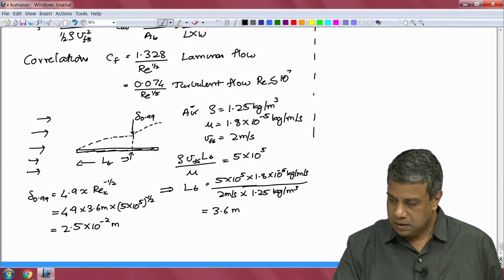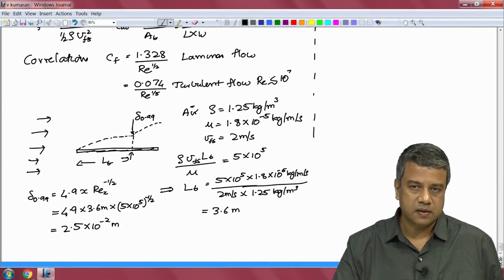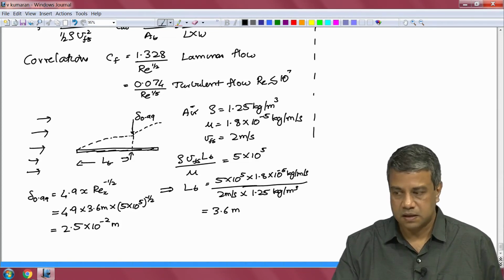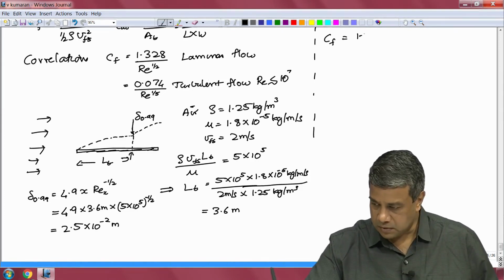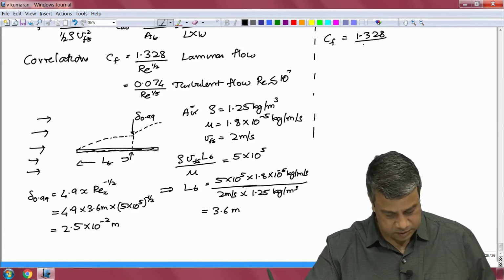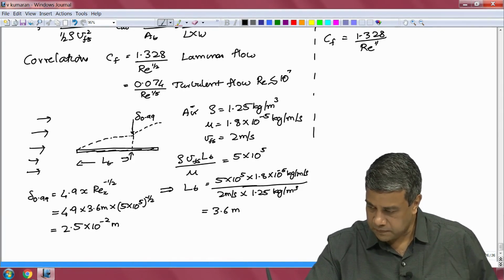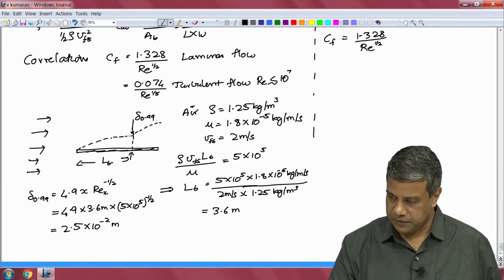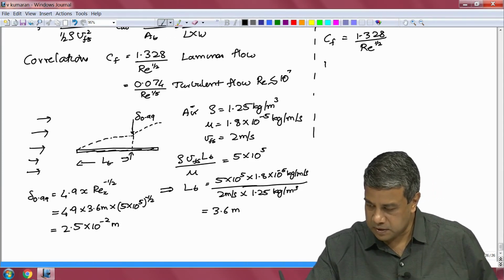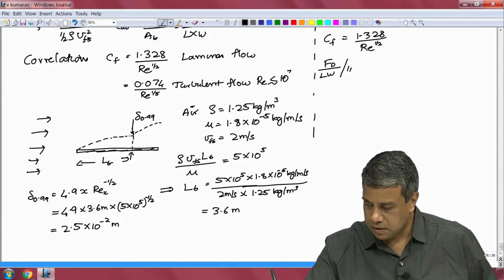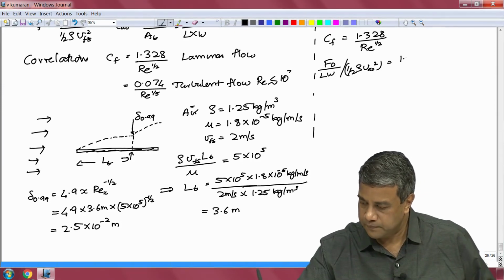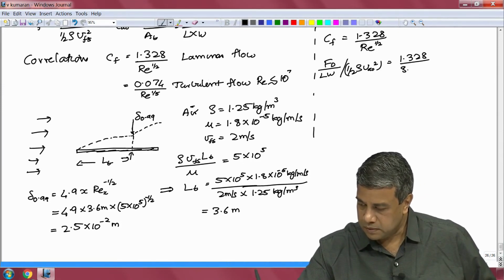When the length is much smaller than the transition length, then the skin friction coefficient is given by 1.328 by Re power half. The skin friction coefficient, you remember, was Ft by Lw whole divided by half rho V average square, that is, rho V average L by mu whole power half.